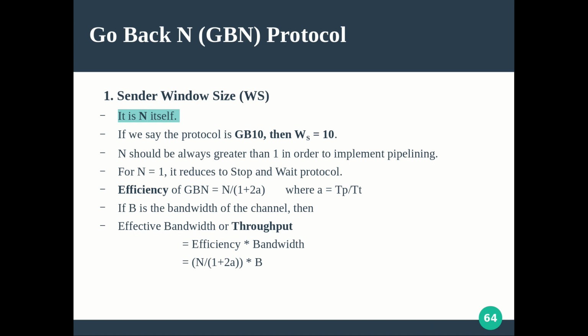Go back N protocol. Whether it is go back N or selective repeat, when you analyze such a protocol, you have to see three things: what about the sender window size, similarly what about the receiver window size, and how it is handling acknowledgement. These three things are actually varying in protocols like go back N and selective repeat. So first we will see the sender window size of the go back N protocol.